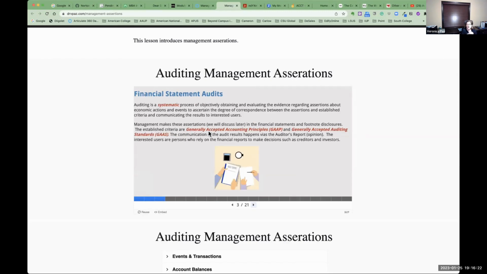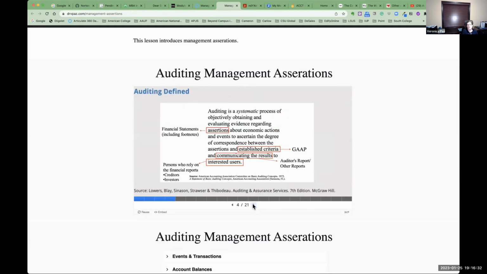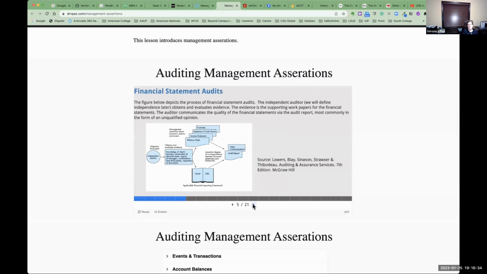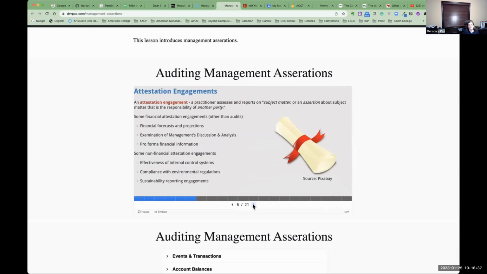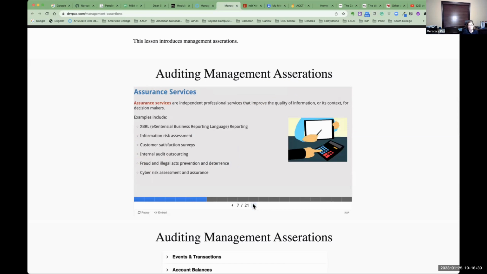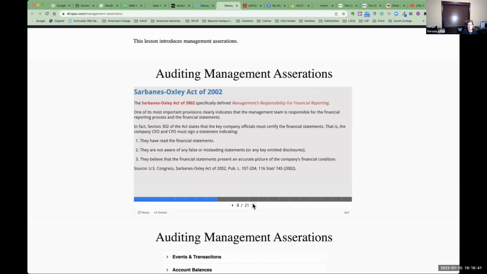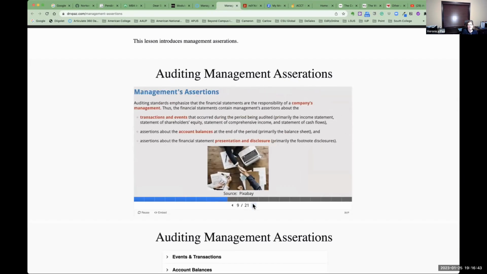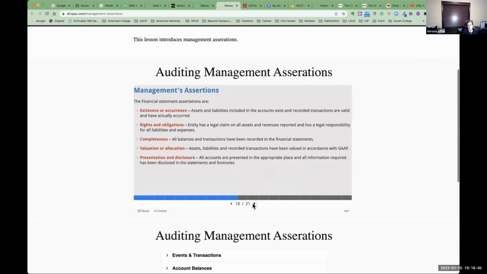Remember, we are making sure that the financial statements are in accordance with GAAP, but we are conducting our audit in accordance with GAAS, generally accepted auditing standards. We went over the definition. We went over our financial statement audits and all of the attestation agreements. So I just tried to condense everything in that document for you and then add everything here as well.